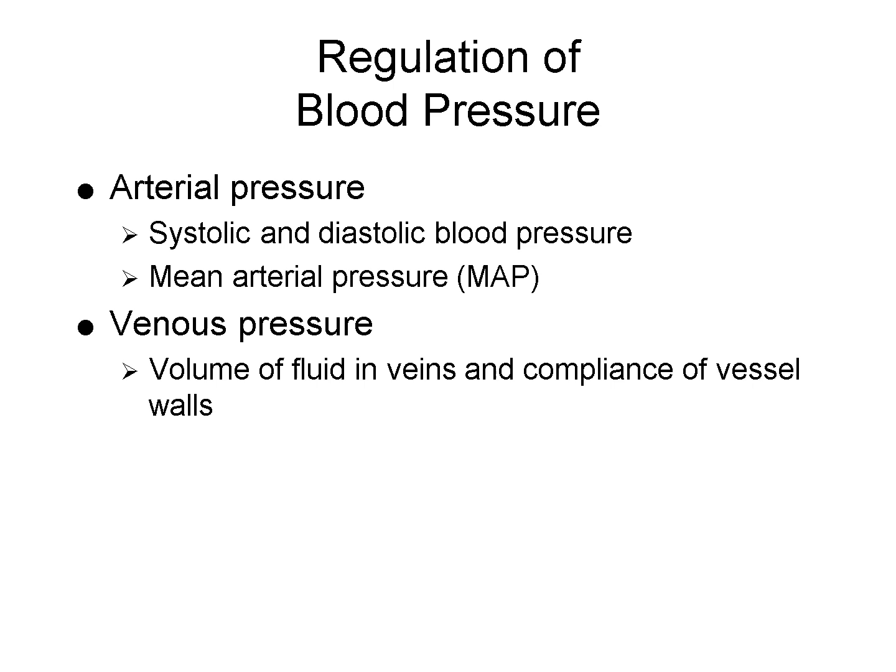Blood pressure is primarily controlled through arterial pressure and venous return. Systolic pressure reflects the force during ventricular contraction, while diastolic pressure reflects relaxation. Mean arterial pressure, or MAP, provides an average level of perfusion across the cardiac cycle. Venous pressure is influenced by fluid volume and vessel wall compliance.